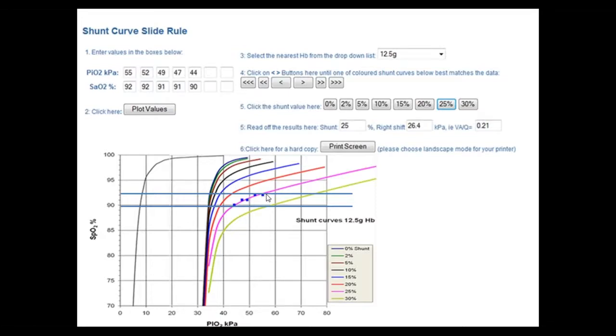So you have in this situation significant right to left shunt, which is around 25%, and you have severe VQ mismatch, a 0.21 ventilation perfusion ratio. So more than 0.6 of the ventilation capacity has been lost in this situation.